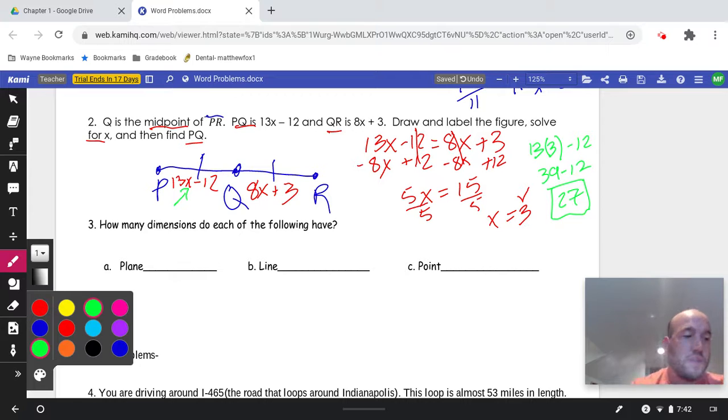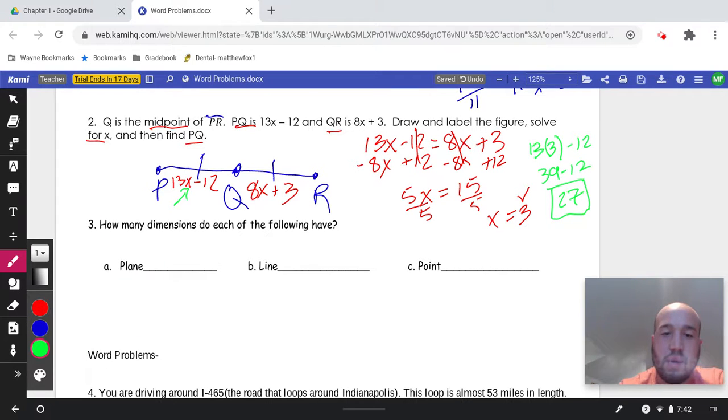The next question says, how many dimensions do each of the following have? Make sure you want to know this. We need to know our vocabulary for the test coming up. So how many dimensions do each of them have? For a plane, we know that it has 2 dimensions. You can go horizontal and vertical. A line is just going to have 1 dimension, and a point has 0 dimensions.